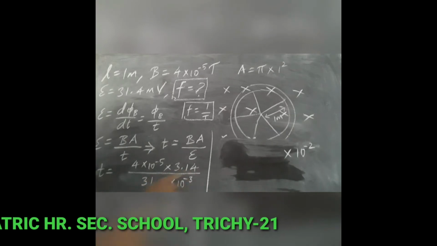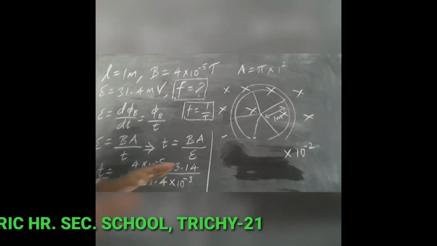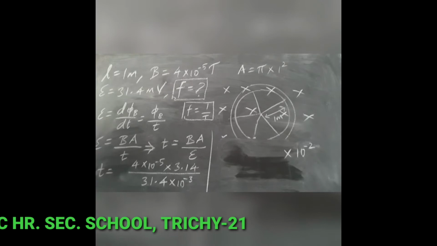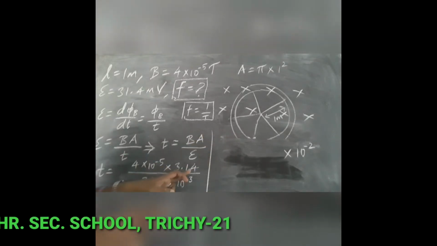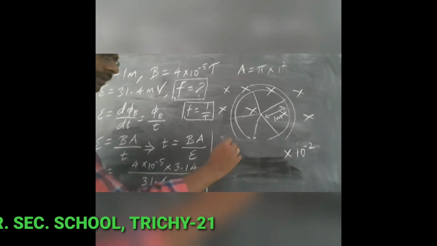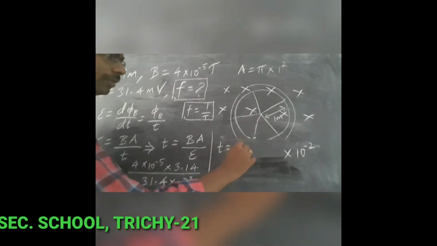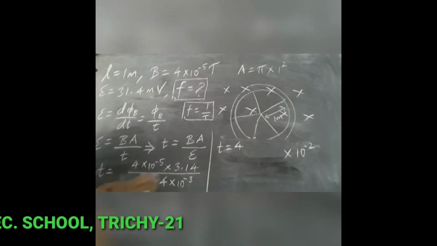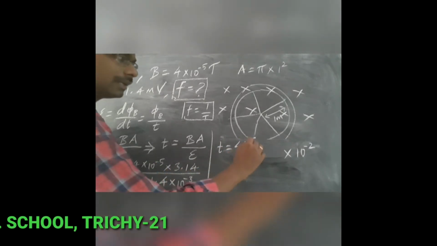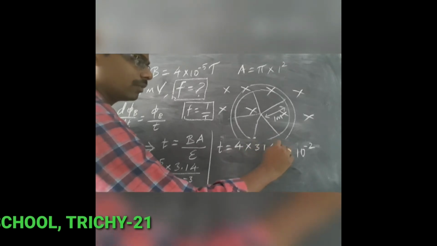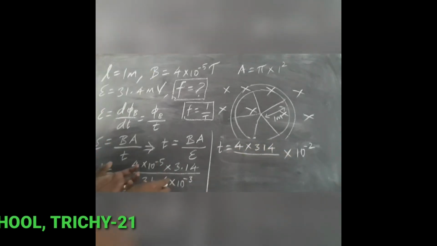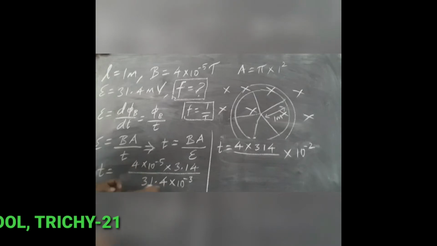So 3.14 here and 31.4 there. How can we solve that easily? We can multiply that with 100. So T is equal to 4, and to cancel that easily we can multiply with 100. So it will be 314 divided by, here also we have to multiply with the same number 100. What will be the value?